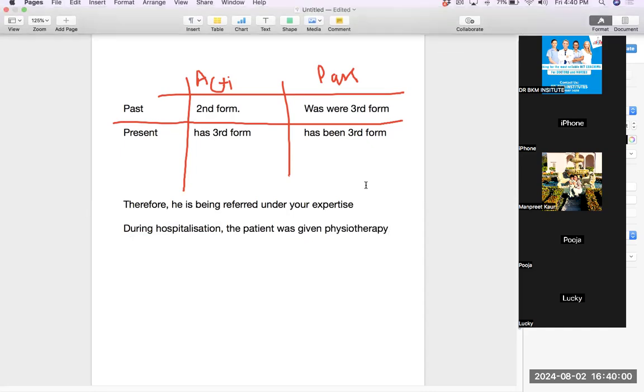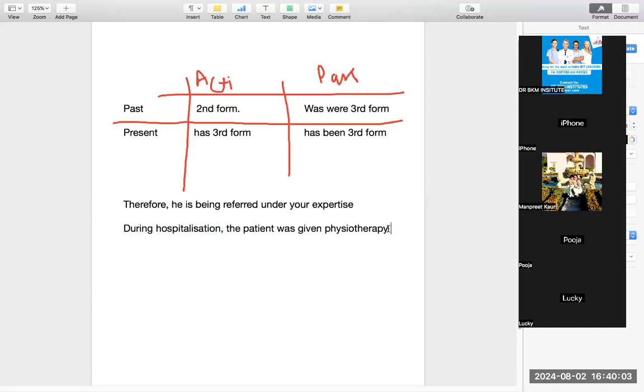This is the most important tense of OET. This is the most used. Why is it the most used? Because even in a visit letter, when you talk about all the visits in the past, you will use this same tense.